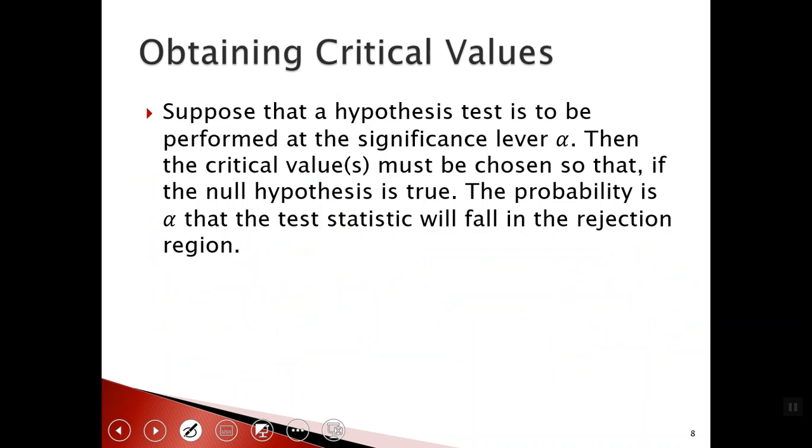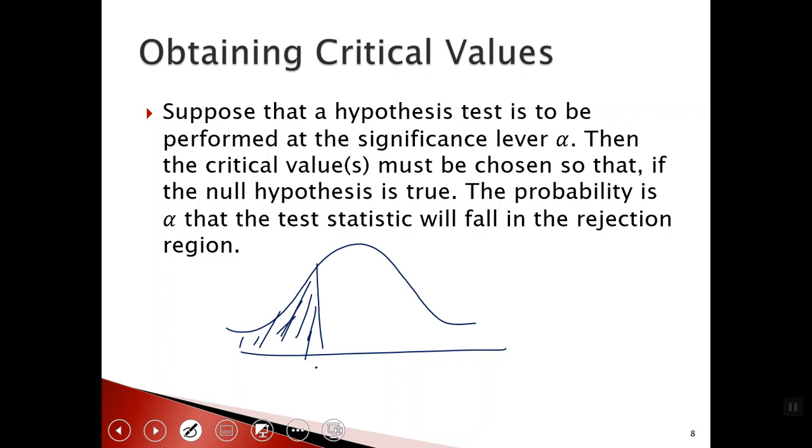How do we obtain this critical value? Let me show you. Let's say this is my rejection region. This is your critical value, this point. It is the point which separates your rejection region and non-rejection region.